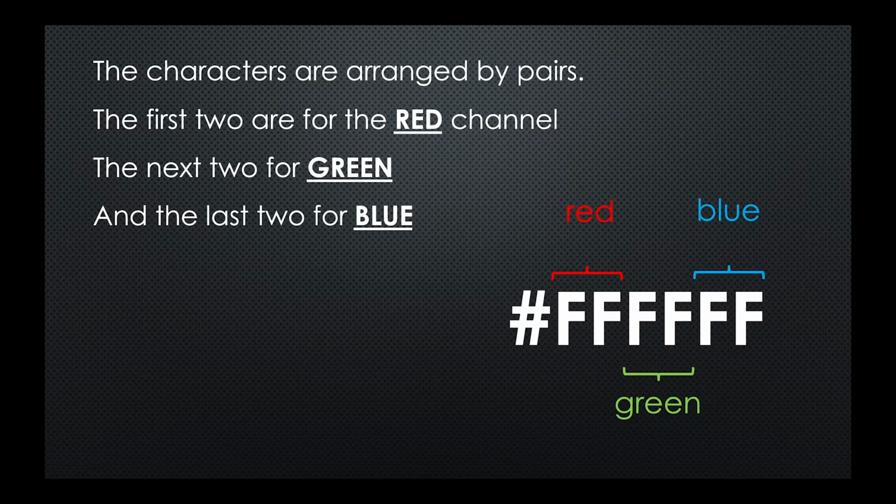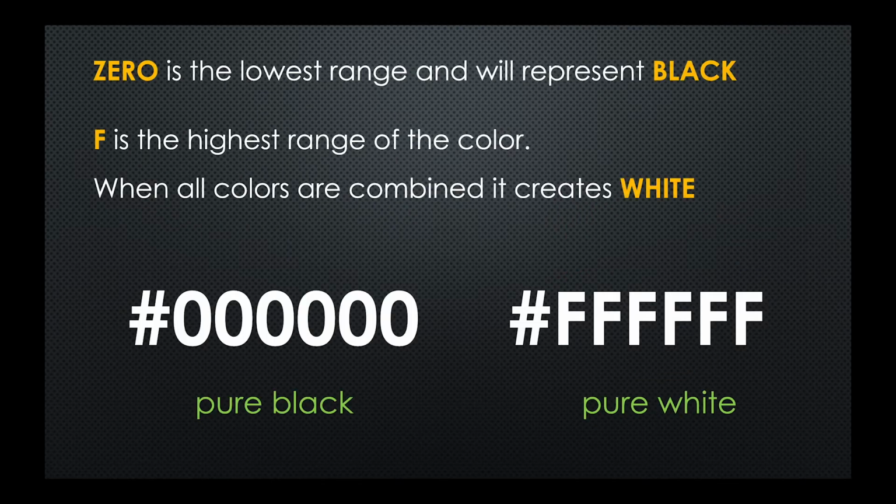In the hex system, the characters are arranged by pairs. The first two characters are for the red channel, the second pair is for the green channel, and the last pair is for the blue channel. 0 is the lowest range and will always represent black. F is the highest range of the color. When all colors are combined, it creates white. In this example, if you notice, pure black has all 6 characters as 0, while pure white has all the characters as F.